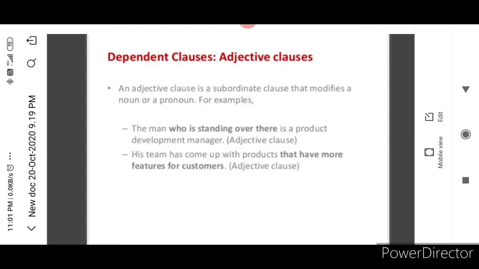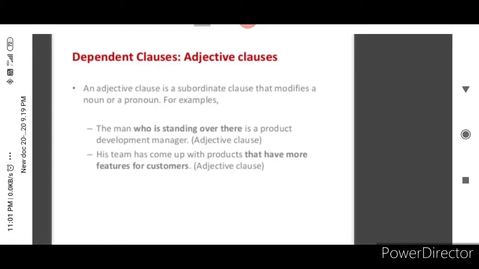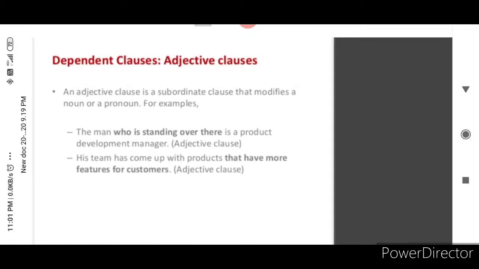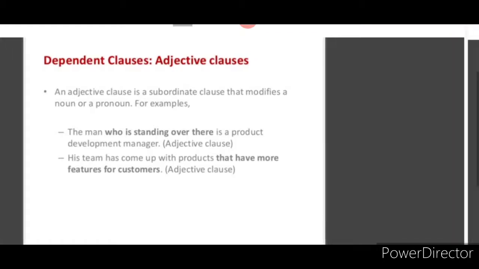Okay children, for example, the book I left on the bus belonged to Mrs. Chitra. So the book is the noun. That I left on the bus, I left on the bus is the adjective clause.